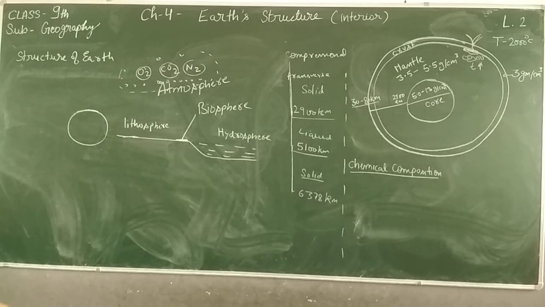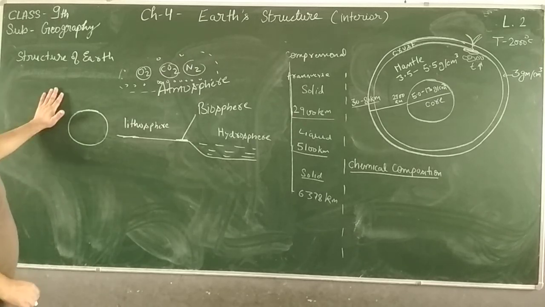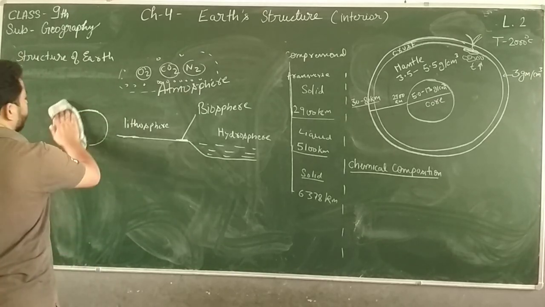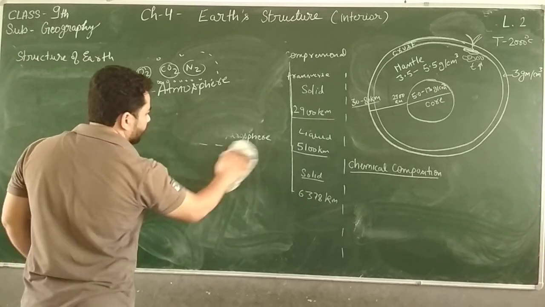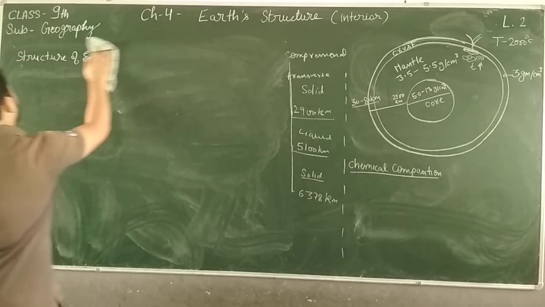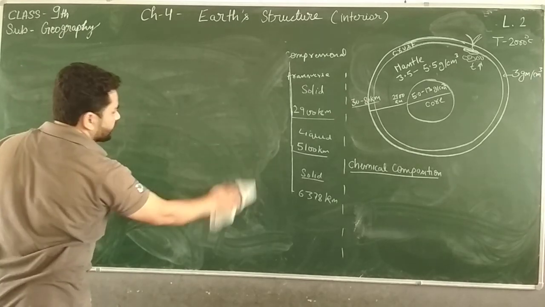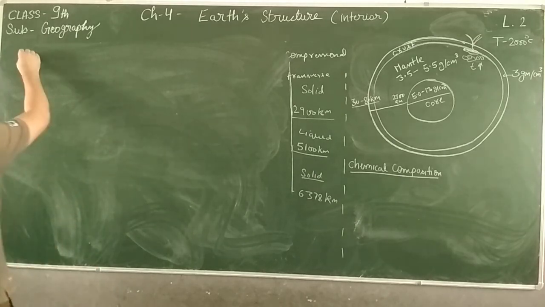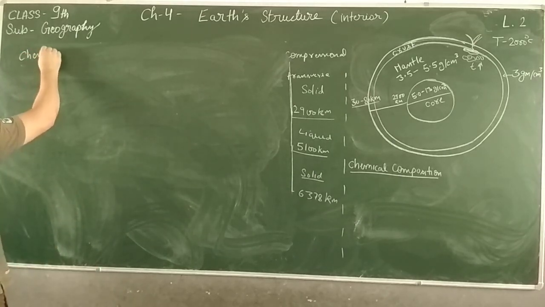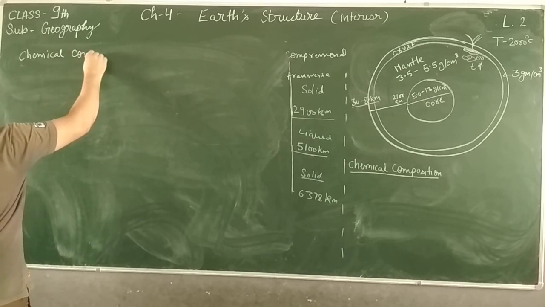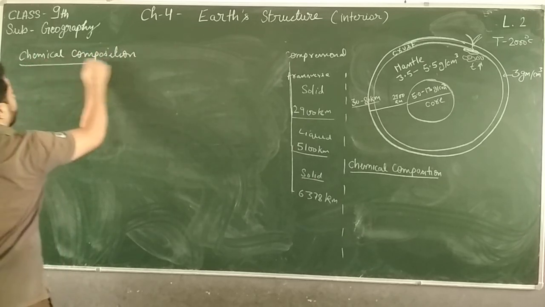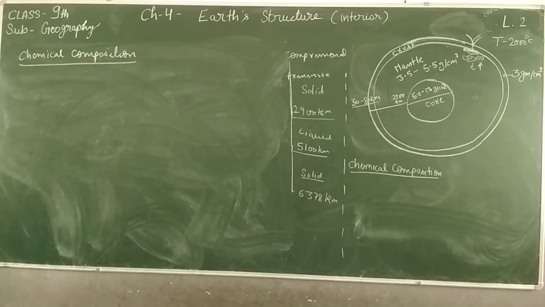But in this chapter we are not interested in all these things. We are interested in knowing about the interior of the earth, how the interior of the earth is. So first of all we will study the chemical composition of the interior of the earth. Which material is there inside the earth?